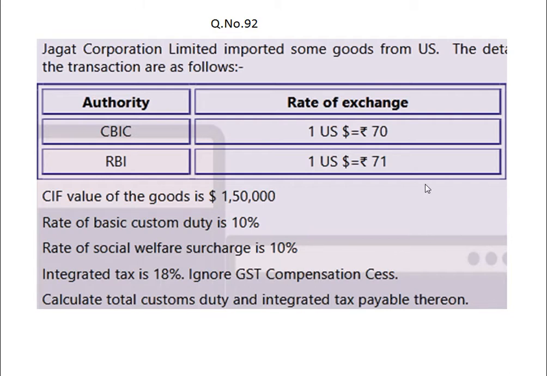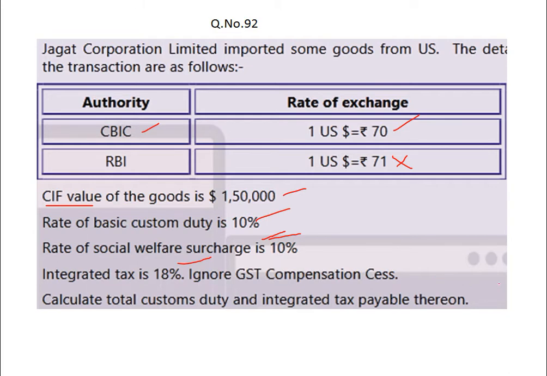This question is very simple, basic. Jagat Corporation Limited imported some goods from the US. The transactions are as follows. The CBIC rate is given as 70 rupees. This one is considered. The RBI rate is not considered. The CIF value is directly given as $1,50,000. Basic BCD is there, and the surcharge is there. Integrated tax is there, right? So all these are the rates. With this information, you need to find the customs duty payable, right?